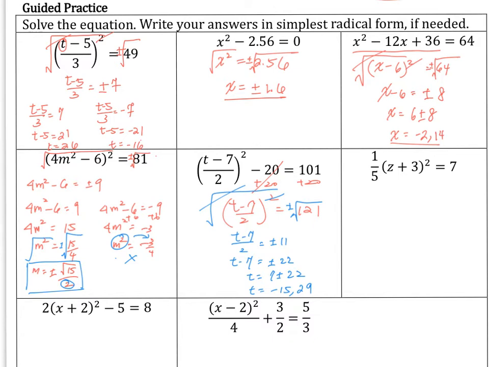Let's take a look at this one. Okay, I can first take the reciprocal of 1/5. Cancel it out on the left hand side. And now I'm ready to square both sides.